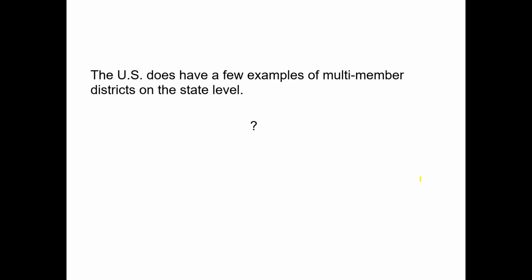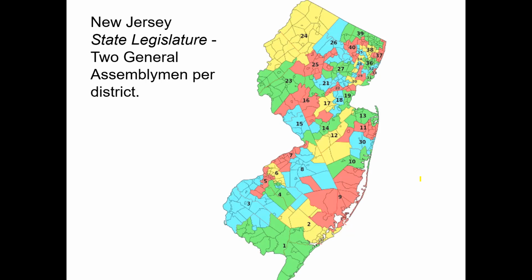Now, the United States does have a few examples of multi-member districts on the state level. There's about 10, 12 states in the United States that have multi-member districts for their state legislative districts. And one of those is New Jersey. In New Jersey, you have 2 General Assemblymen elected per district. We have 40 state legislative districts in New Jersey. So therefore, 1 senator is elected per district and 2 General Assemblymen, which is what New Jersey calls its House of Representatives. They call it the General Assembly. So 2 General Assemblymen are elected per district, so therefore there are 80 General Assemblymen in New Jersey's state General Assembly.